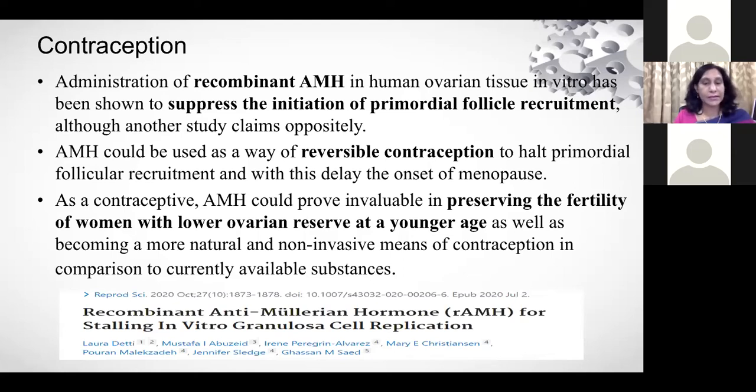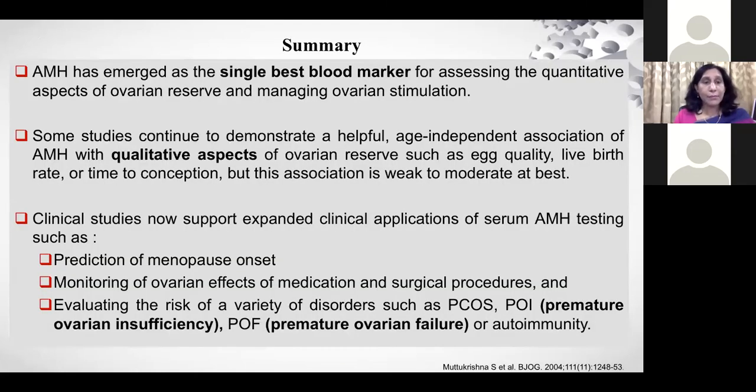So in summary, AMH has still emerged as the single best blood marker for assessing the quantitative aspects of ovarian reserve and managing ovarian stimulation. Some studies continue to demonstrate a helpful age-independent association of AMH with qualitative aspects of ovarian reserve, such as egg quality, live birth rate, or time to conception, but this association is weak to moderate at best.